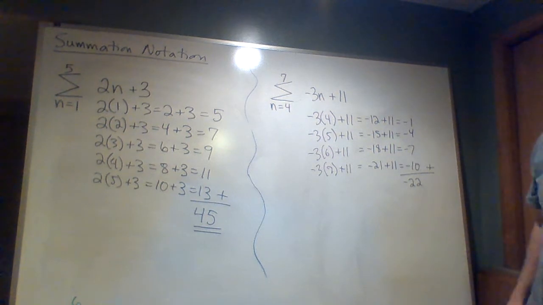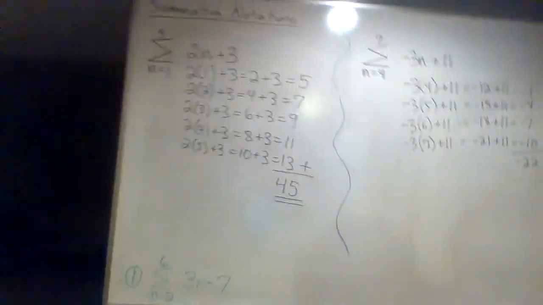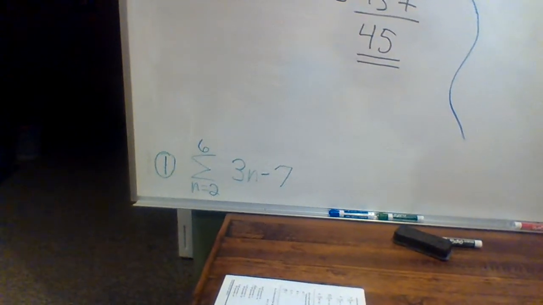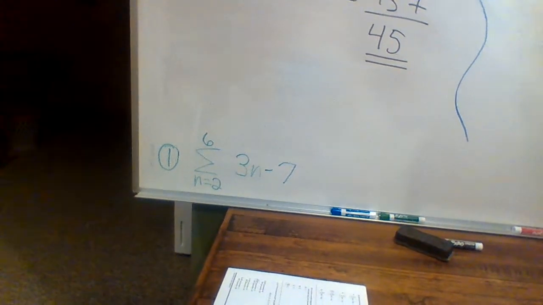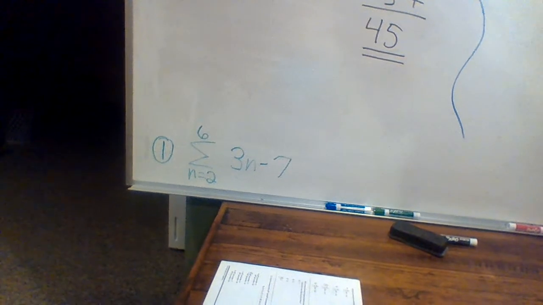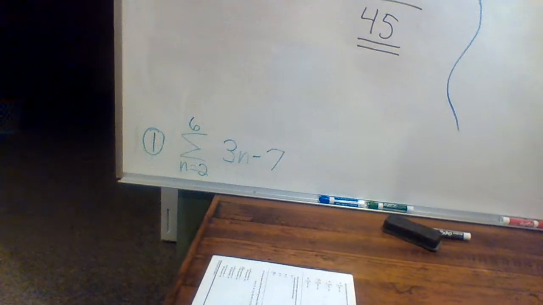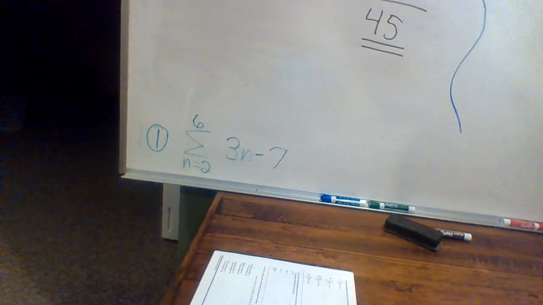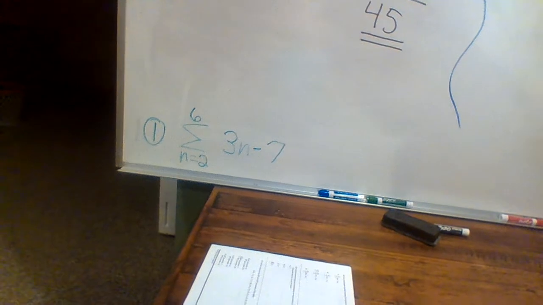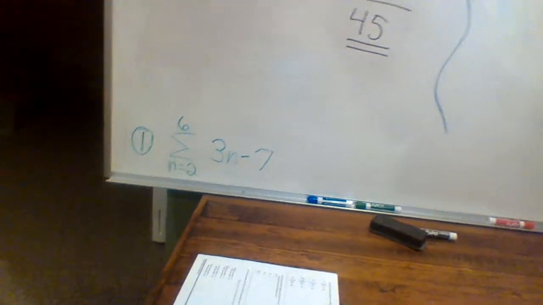On your assignment today, you're doing a very similar problem. You can see in green there, we're going from n equals 2 up to 6, so 2, 3, 4, 5, 6. Your formula is 3n minus 7. You're going to find the summation of those numbers.